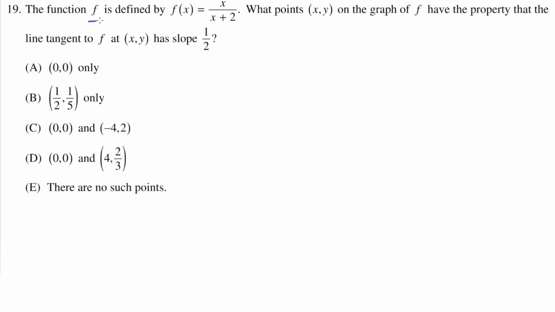The function f is defined by f of x equals x over x plus 2. What points x, y on the graph of f have the property that the line tangent to f at x, y has a slope of 1/2? So we have this function f of x, and we need to find out which one of these points has a tangent line to f of x that has a slope of 1/2.